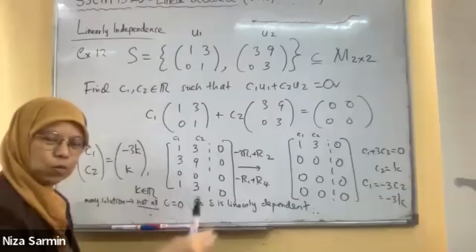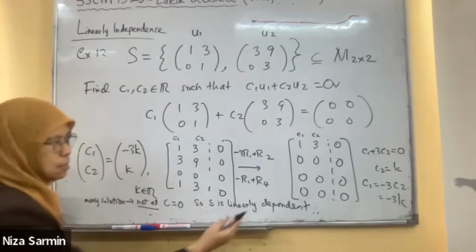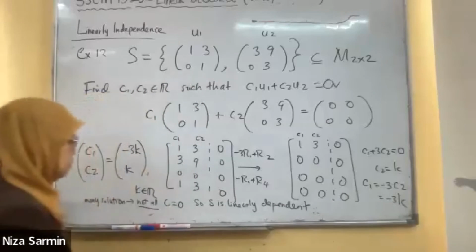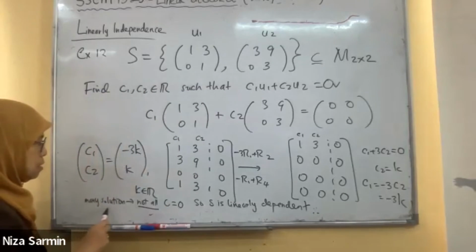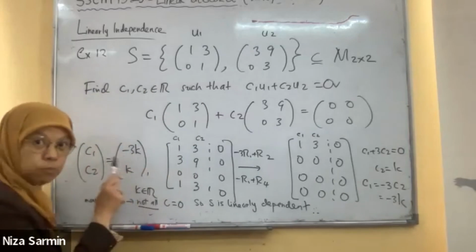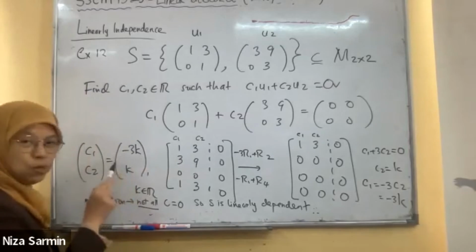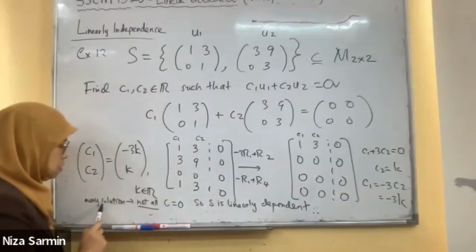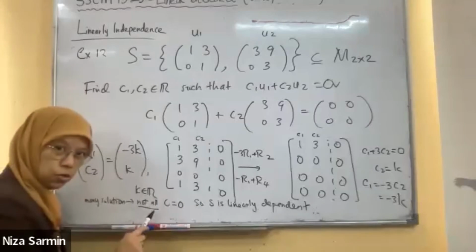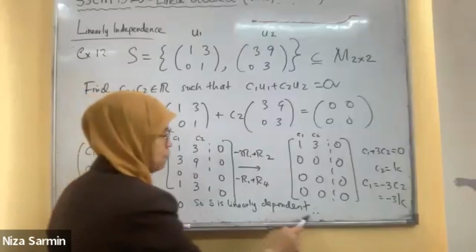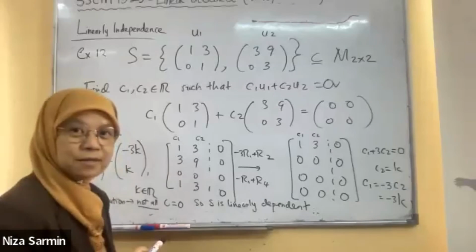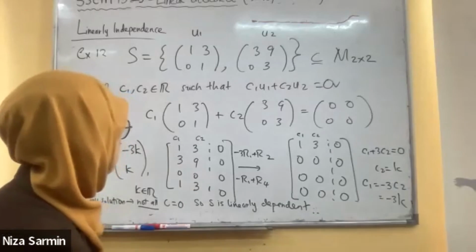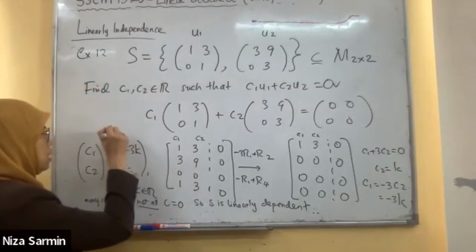Write out one by one. First, there's a free variable. Then there's a solution. This is optional, but we need this if we want to write out what is the linear combination. So many solutions, not all 0. So this is the final answer. Okay, linearly dependent.